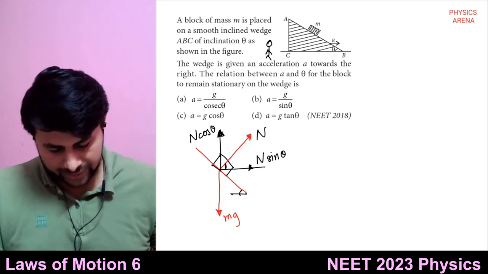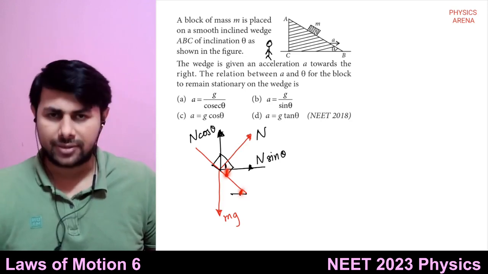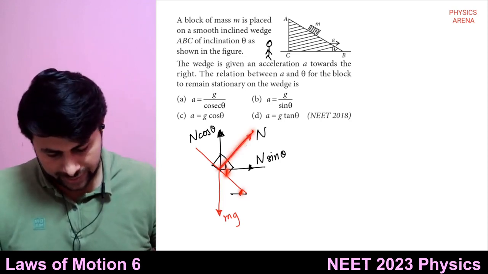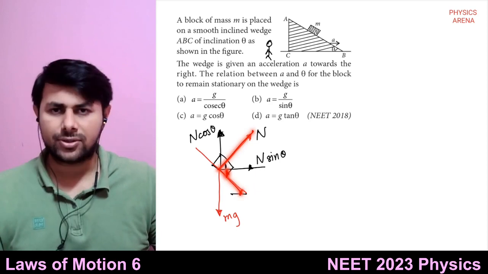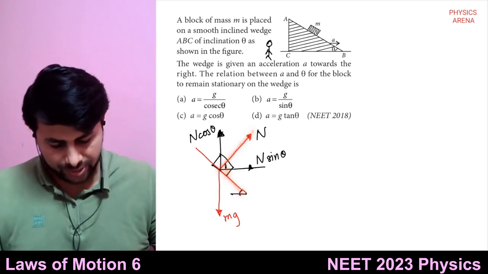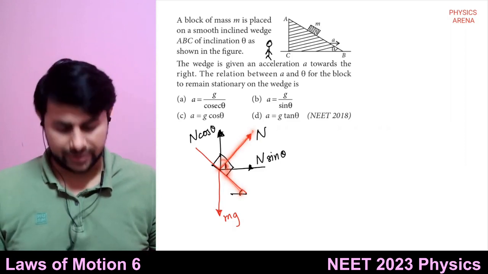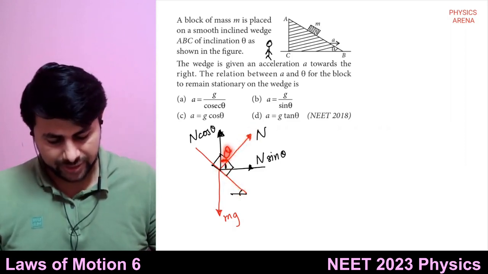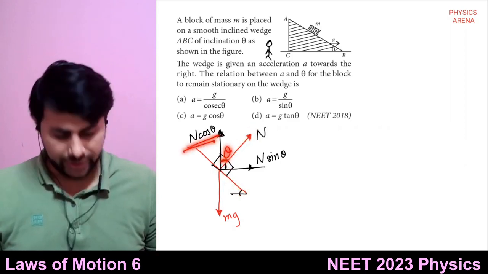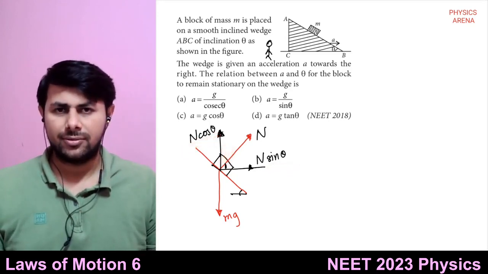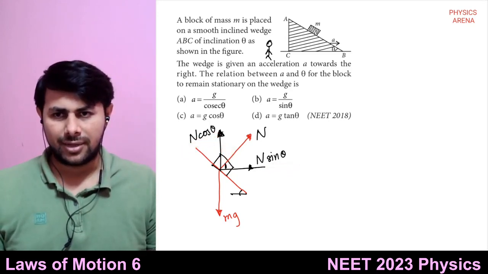See, this angle is theta, so this angle will be theta. Okay, this angle is 90 degrees, so subtract theta from 90. So this one will be what? 90 minus theta, and this one will be theta, you can say. Okay, so if this is theta, this is the cos component, this is sine component, right?